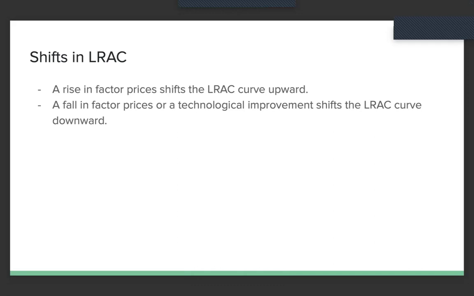So the long run average cost curve can also shift. Let's say there's a rise in factor prices that shifts the long run average cost curve upward, because now all the minimum cost points will move up if there's a change in factor prices. A fall in factor prices or a technological improvement, on the other hand, will shift the curve downward, because now the minimum cost points would be even lower than before, because, let's say, the price of one of the factors was reduced.